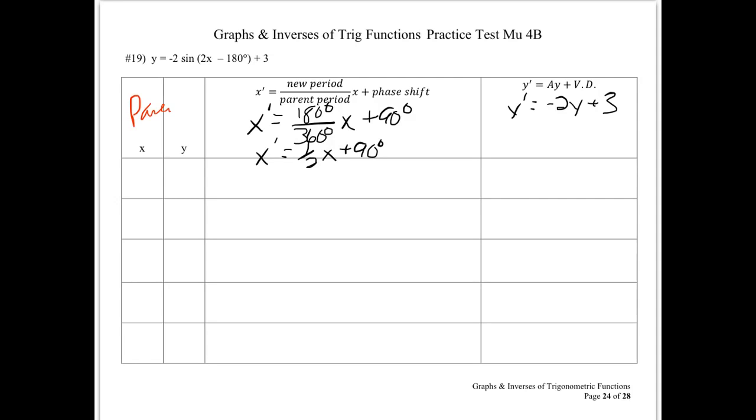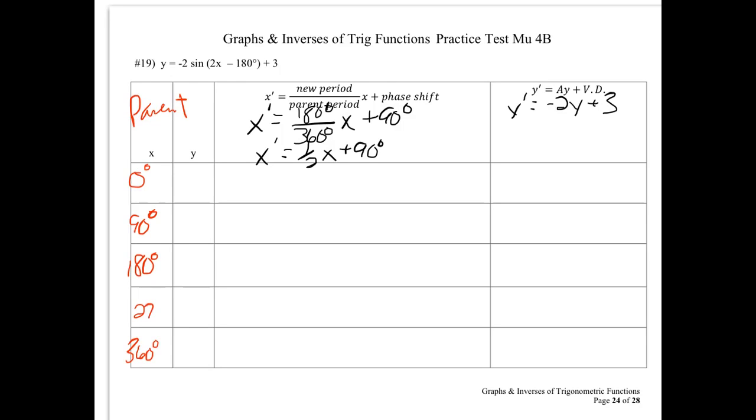The points for my parent graph. Sine, this period is 360, so we're going to go from 0 to 360 in equal intervals of 90 degrees. Sine of 0 degrees is 1. No, it isn't. It's 0. Sine of 90 degrees is 1. Sine of 180 is 0. Sine of 270 is -1. Sine of 360 degrees is 0.